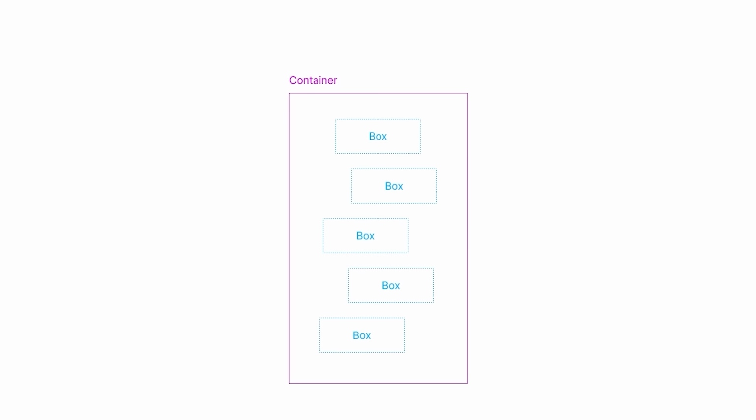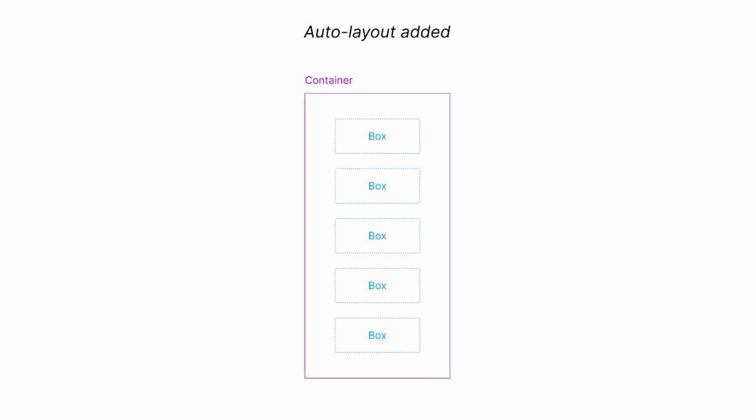But if we add an auto layout to the container, every box inside the container aligns itself into a stack. The space between the container and the boxes on the x-axis is called horizontal padding, the space between the container and the boxes on the y-axis is called vertical padding, and the space between the boxes themselves is called gap. Now, we can also control the direction of an auto layout. It could be vertical, just like this, or it could be horizontal.